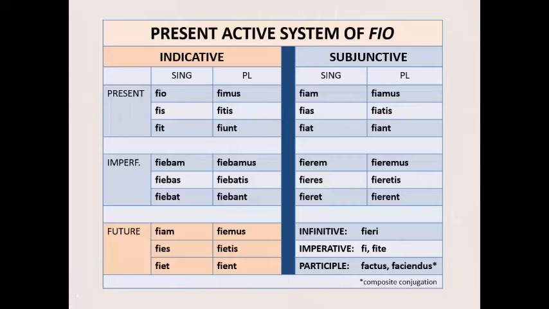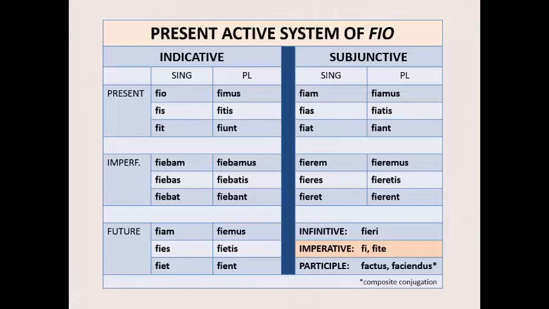Let's move on. The present subjunctive is fiam, fias, and so on. And if the infinitive is fieri, then the imperfect subjunctive will be fierem, fieres, and the like. The imperatives are fi and fite. They are attested in Latin, but seriously, I can't remember the last time I saw either.